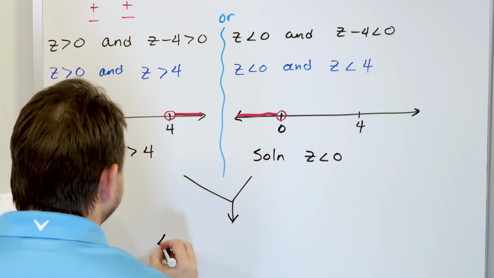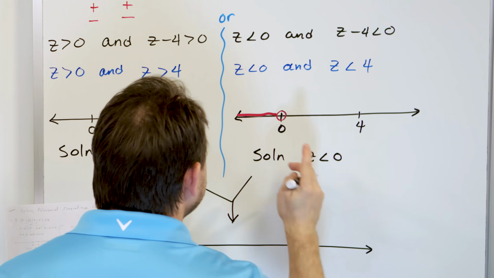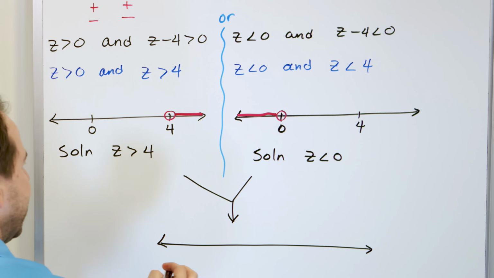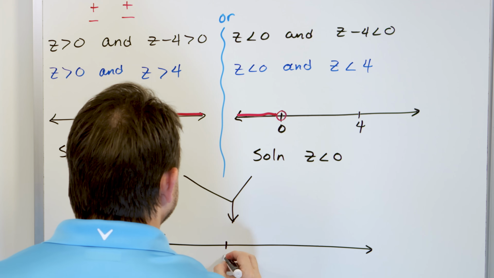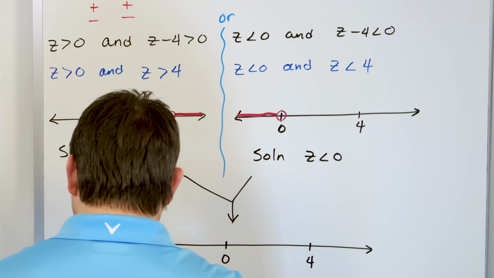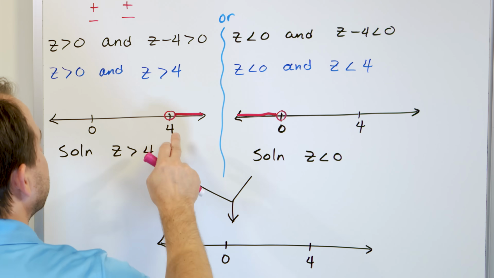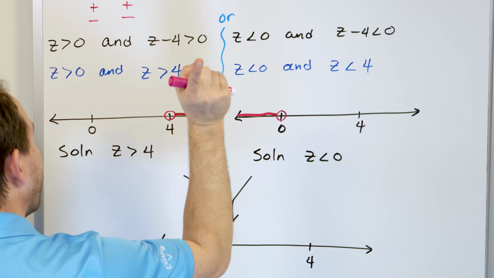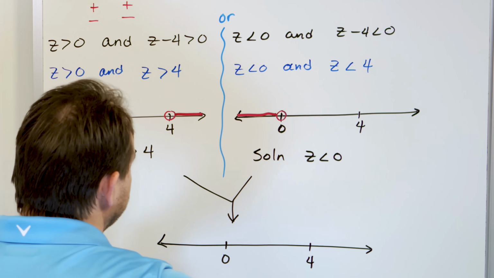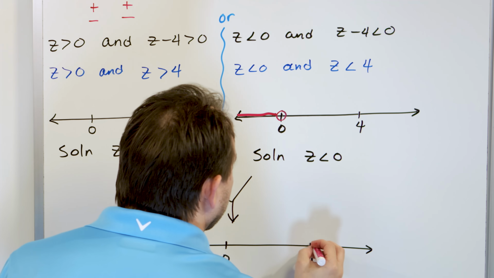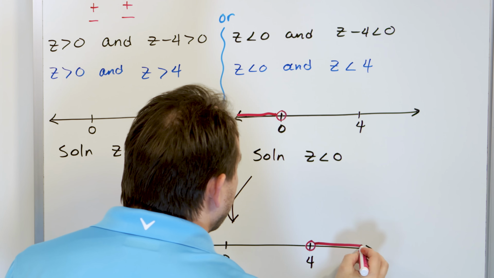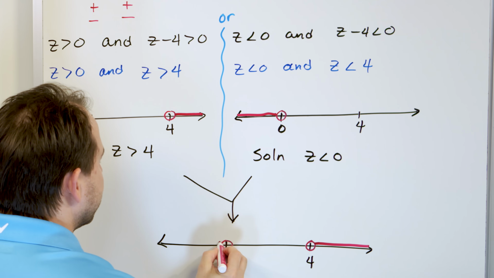So I recommend graphing it first. And this is an OR, right? So what we're saying is, let me write 0 here and 4 here. What we're saying is that z can be bigger than 4 or z can be less than 0. Bigger than 4 or less than 0. Bigger than 4 is this way, less than 0 is this way.